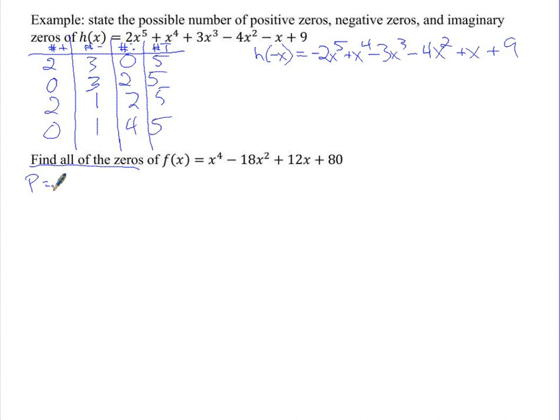Start with P. What are the factors of... For P, we go to the constant term, which is 80. I need the factors of 80. Okay. Does 3 go into 80? 4 does. 5 definitely does. How about 6? 3 doesn't. 2 and 3 have to go into it. So 3 doesn't go into it, which means 6 doesn't.